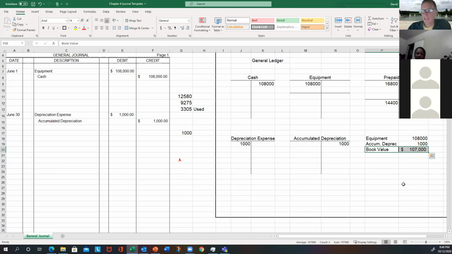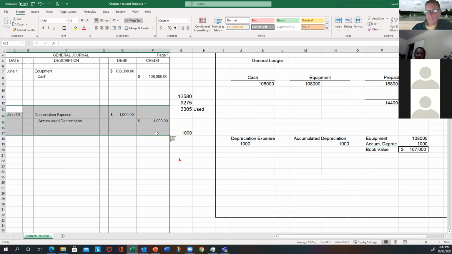This one's an easy one. If we said after 2 months, it'd be 106,000. Every time you depreciate by a month, it's going to go down by 1,000. But you got to make sure that you get the correct adjusting entry, how to calculate it, and then I'm just trying to show you again how the posting would work in the ledger.